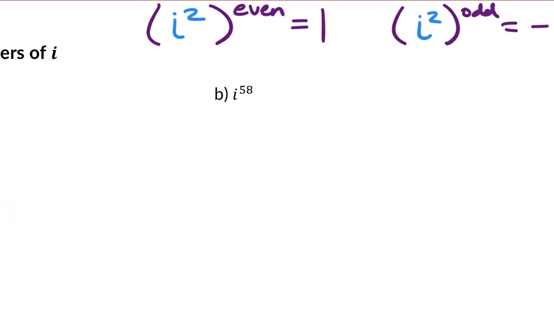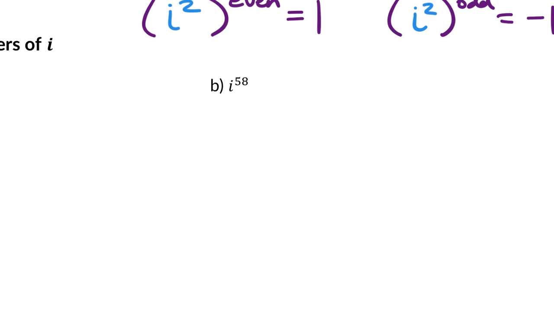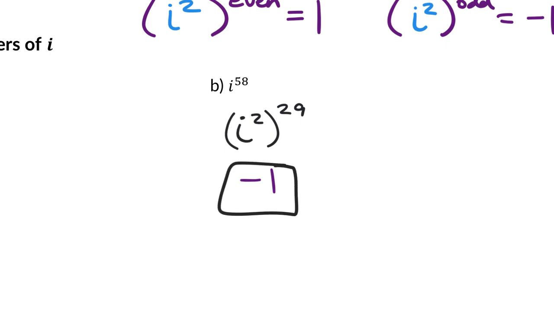What if we do that for 58? If we take i squared and we raise it to something to make 58, what would I have to raise it to? 29th, right? What is 2 times 29? 58. Is there any leftovers? No, that was perfect. What is any i squared raised again to an odd power? -1, and I'm done. i raised to the 58th power is -1.